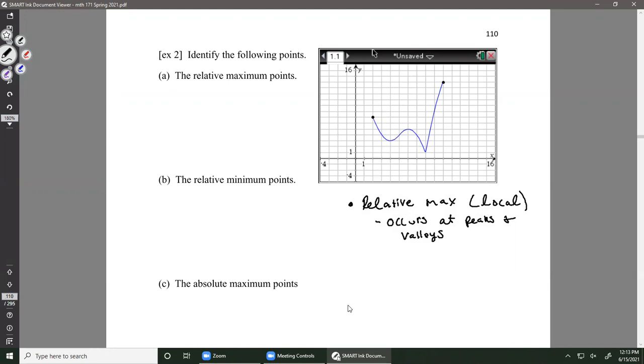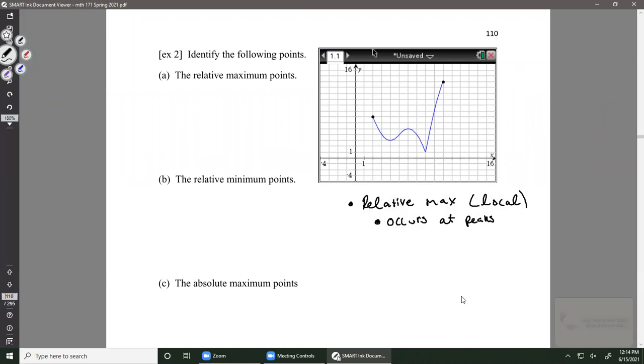So a relative, or actually if we're looking at max, it occurs at peaks. So anything that goes from increasing to decreasing has to have both of those to be a local max, or a relative max. Relative to the points around it, it is a maximum, is another way I like to think about it.